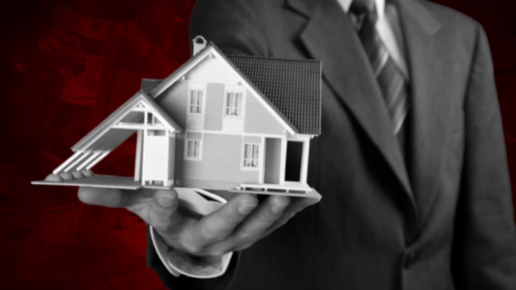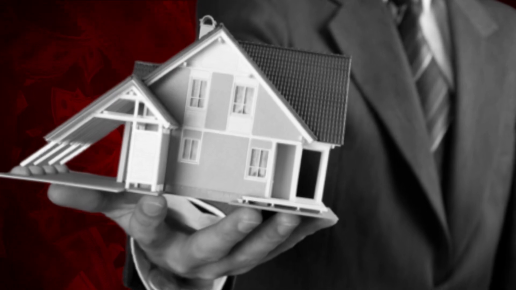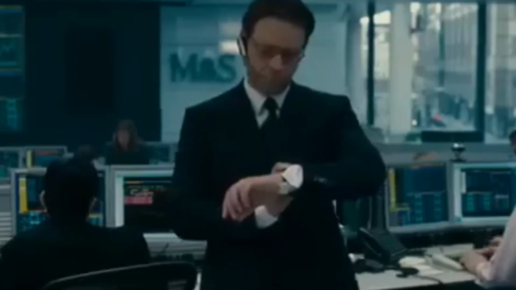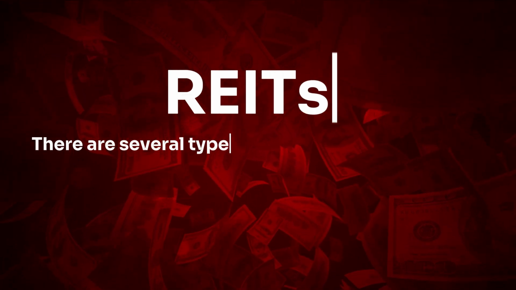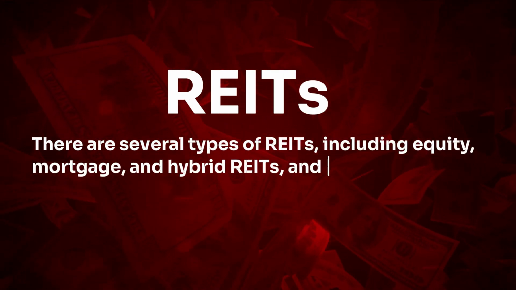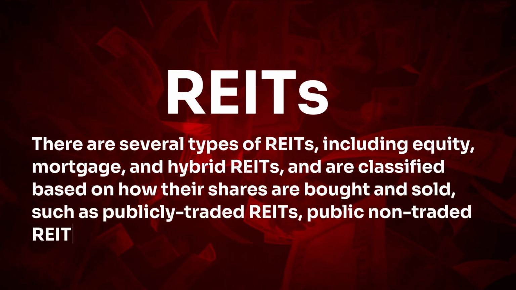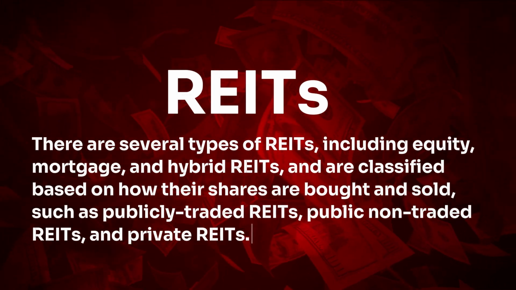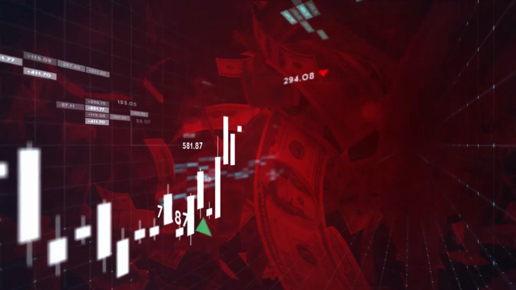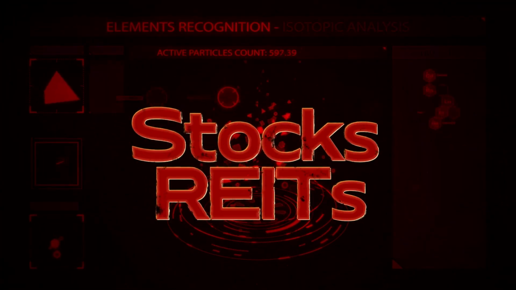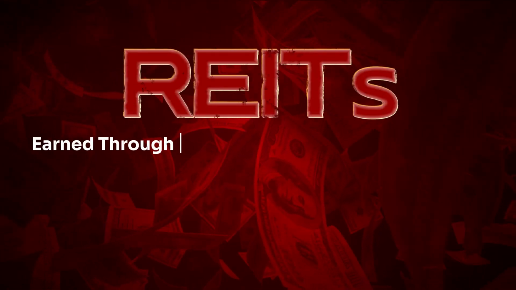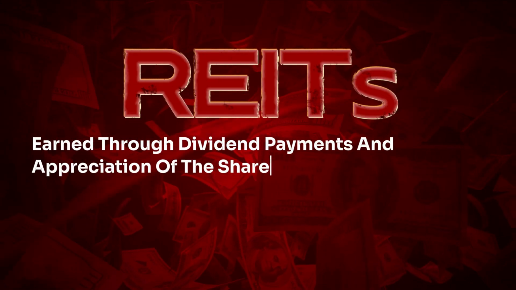Investing in real estate indirectly is done through a real estate investment trust, a company that holds a portfolio of income-producing real estate. There are several types of REITs, including equity, mortgage, and hybrid REITs, and are classified based on how their shares are bought and sold, such as publicly traded REITs, public non-traded REITs, and private REITs. The most popular way to invest in a REIT is to buy shares that are publicly traded on an exchange. The shares trade like any other security traded on an exchange such as stocks and makes REITs very liquid and transparent. Income from REITs is earned through dividend payments and appreciation of the shares.